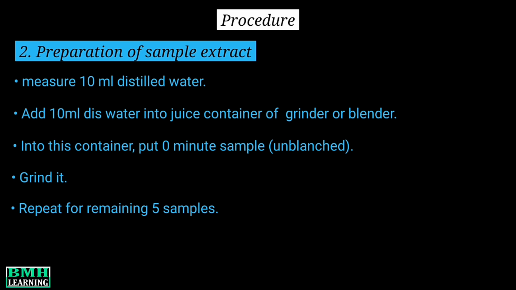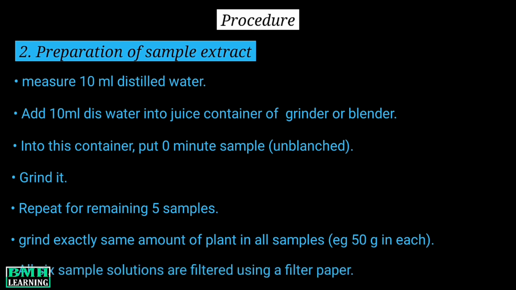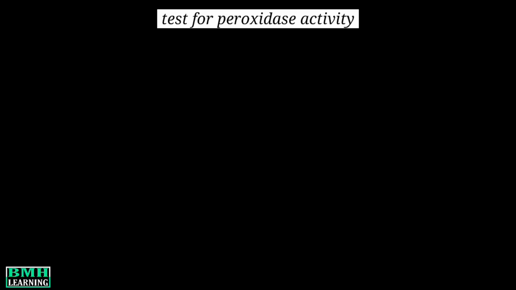Make sure of one thing here, that you grind exactly the same amount of plant in all samples. Let's say 50 gram in each of the 6 samples. All 6 sample solutions are filtered using a filter paper. Now let's test for peroxidase activity.